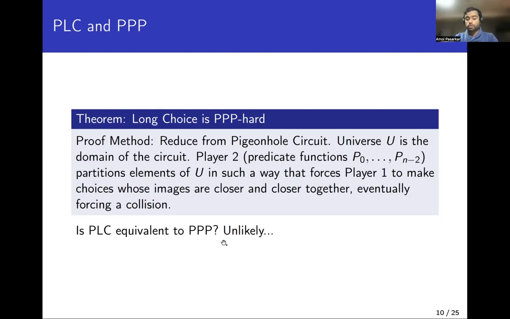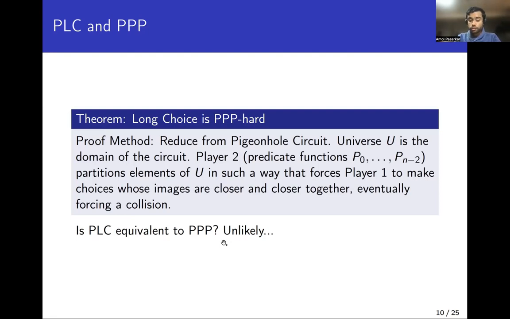And to prove this, we simply reduce the PPP-complete Pigeonhole circuit problem to the PLC-complete long choice problem. And to do so, we construct a universe for our long choice problem, which is just a domain of the circuit from the Pigeonhole circuit problem. And player 2, given by the functions PI, place restrictions of the following kind. They force any valid long choice sequence to have the property that later elements in the sequence have closer and closer images.